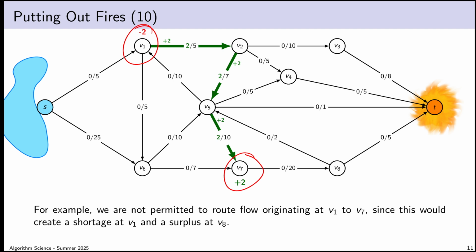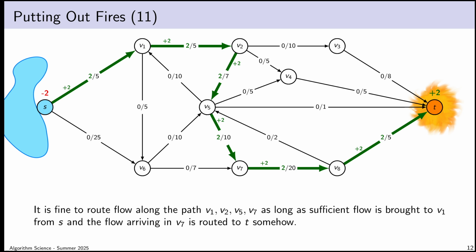I have no facility to do that. So the only destination for water ultimately has to be vertex T, and the only source for water at the beginning must be vertex S. So if I want to route water from V1 to V7 in this way, I can do that as long as I find some way of bringing the water from vertex S to V1 and then sending it from vertex V7 onward to T. So for example, I could do something like this.